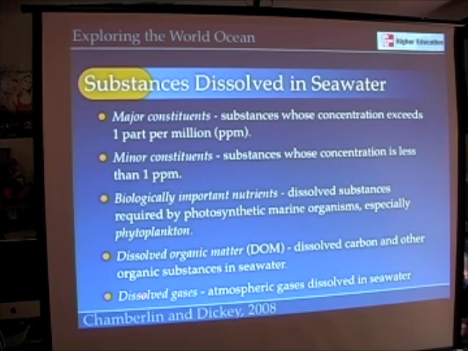And dissolved gases, and of course carbon dioxide and oxygen, are very important in the ocean, and we want to talk a little bit about them.